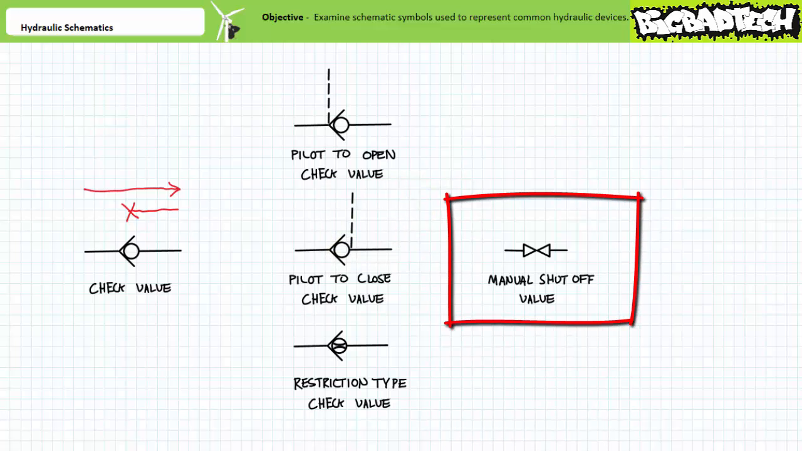Here's a new valve you might run across in a schematic. This is a manual shutoff valve and is used to isolate, turn off, or drain a system. Manual shutoff valves either use a globe, gate, or ball actuated by a handle. These valves are commonly used to lock out and tag out a system.